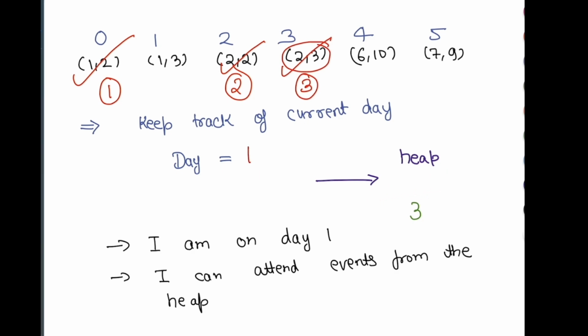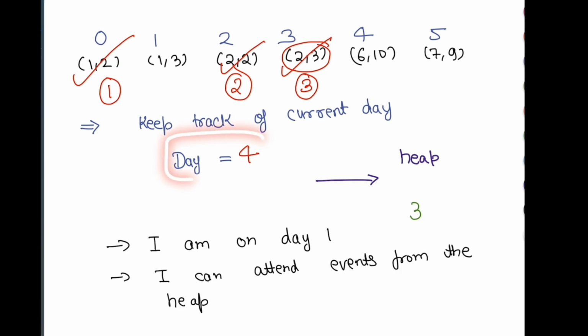Now let's move to the day number 4. On the day number 4, we have some data in the heap. This data is telling me that these are the events I can process, I can attend. But the problem is, I am on day 4. There is just one event which can be attended, but it is ending on day 3. Right now we are on day 4.